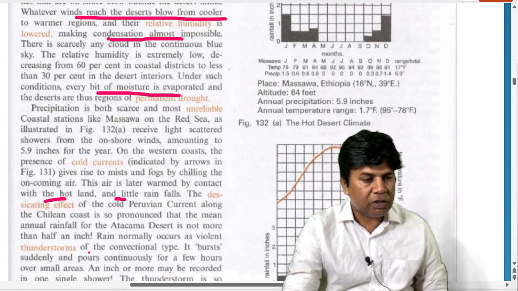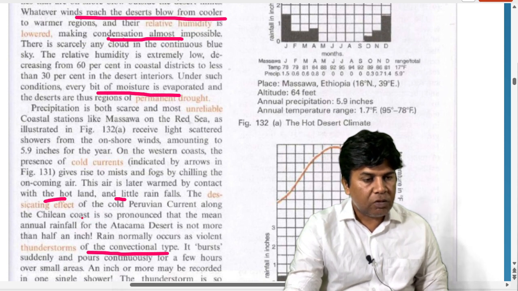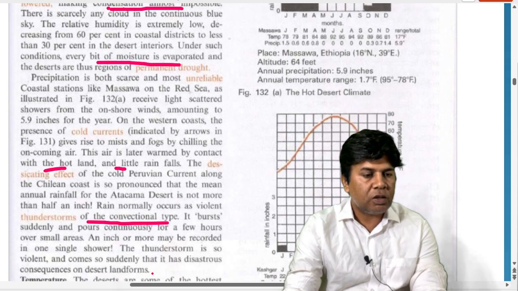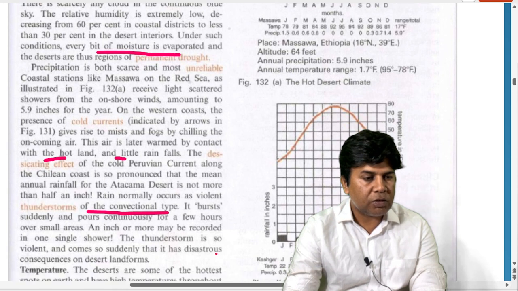Because definitely here the temperature is very high, that's why when the surface gets heated, the air will start rising, and that's why here we have only conventional type of rainfall, which, when the air rises, leads to the formation of cumulonimbus type of clouds, and that's why you have thunderstorms in these places. It bursts suddenly and pours continuously for a few hours over a small area. An inch or more may be recorded in one single shower. The thunderstorm is so violent and comes so suddenly that it has disastrous consequences on desert landforms.